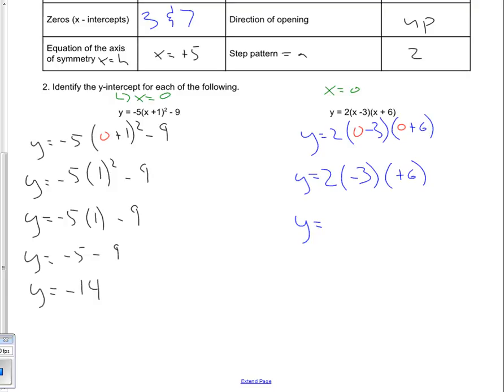So then I have to multiply those three things together. So 2 times -3 is -6. -6 times +6 would give me -36. So the y-intercept in the second example would happen when the y value is at -36.